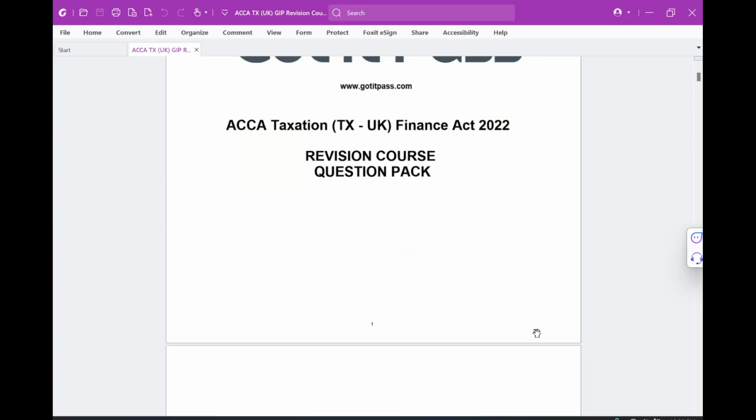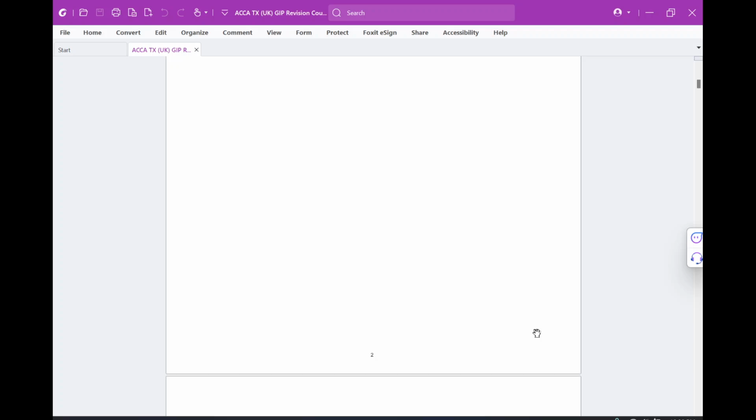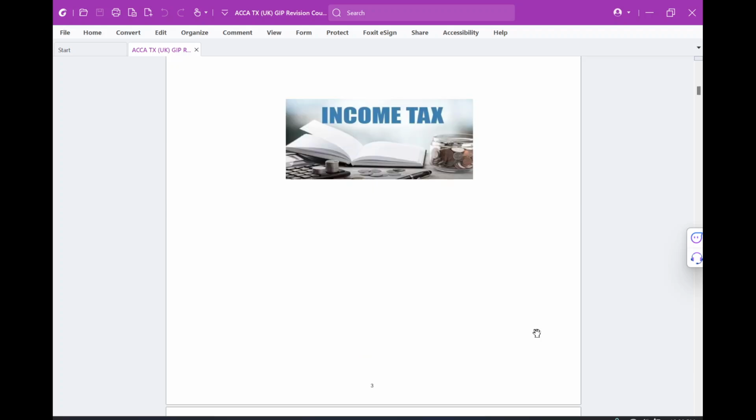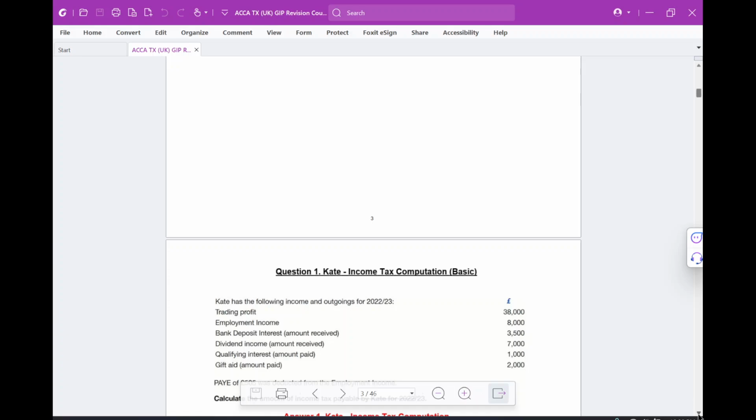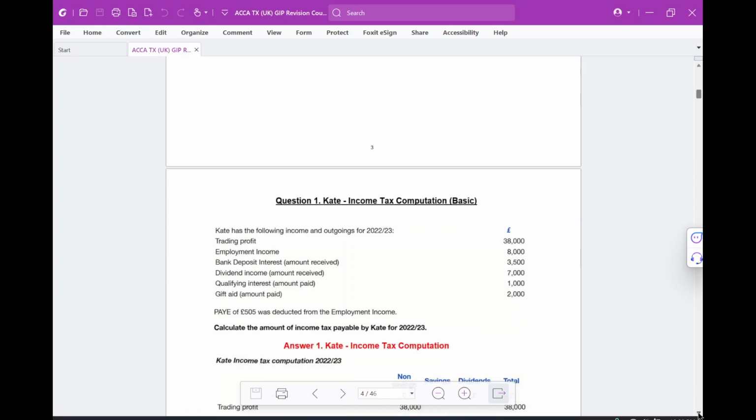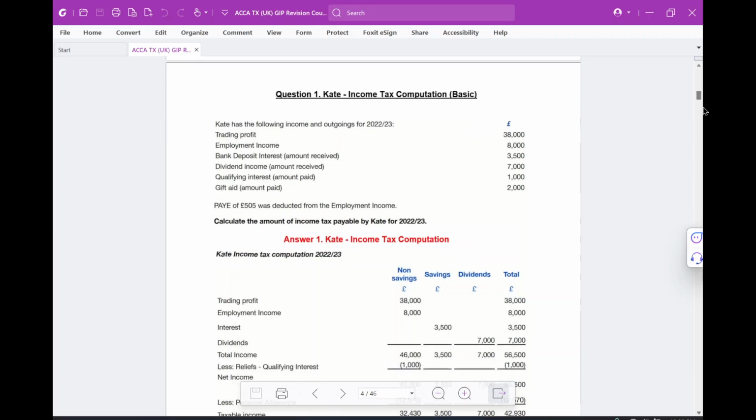So let's kick off in our first section here. You'll see that the first section concerns income tax questions. I'm going to make the screen just a little bit bigger for you so that you can see everything.